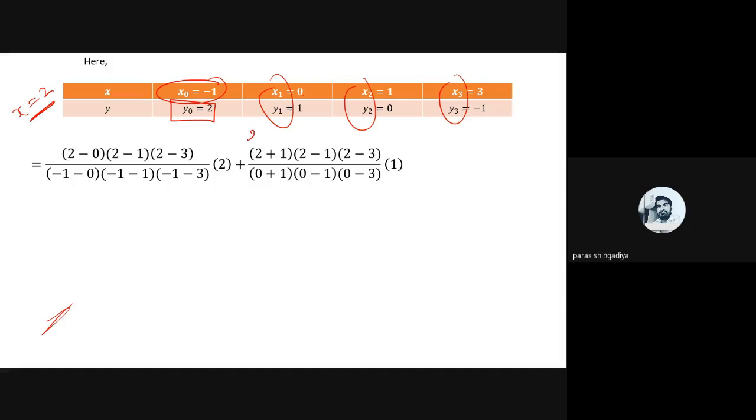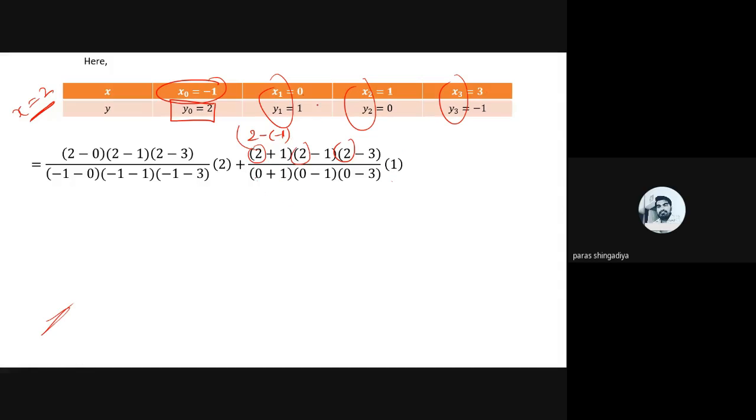Second one, that is, x1 को skip करना है. So it is 2 minus of -1. Okay, 2 minus x0, so it is 2 minus of -1, so it becomes 2 plus 1. Okay, next 2 minus x2 means 2 minus 1 and 2 minus 3. Divide by, now replace the x by 0, means x1, so it is 0 plus 1, 0 minus 1, 0 minus 3. ठीक है, यहाँ पे जो x है इसको सिर्फ x1 से रिप्लेस करना है, so it will be the second term 0 plus 1, 0 minus 1, 0 minus 3 into the y1, that is equal to 1.